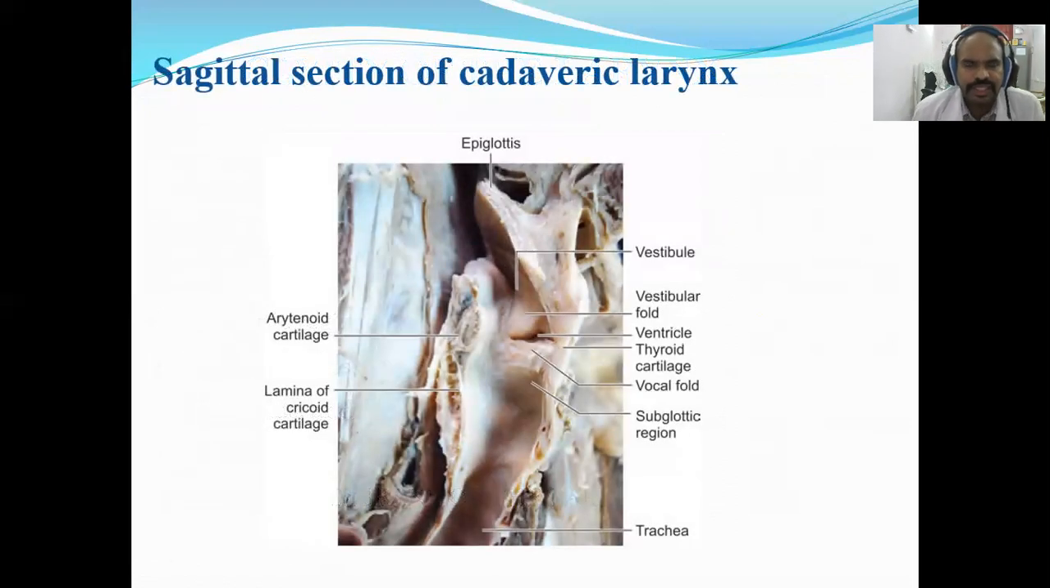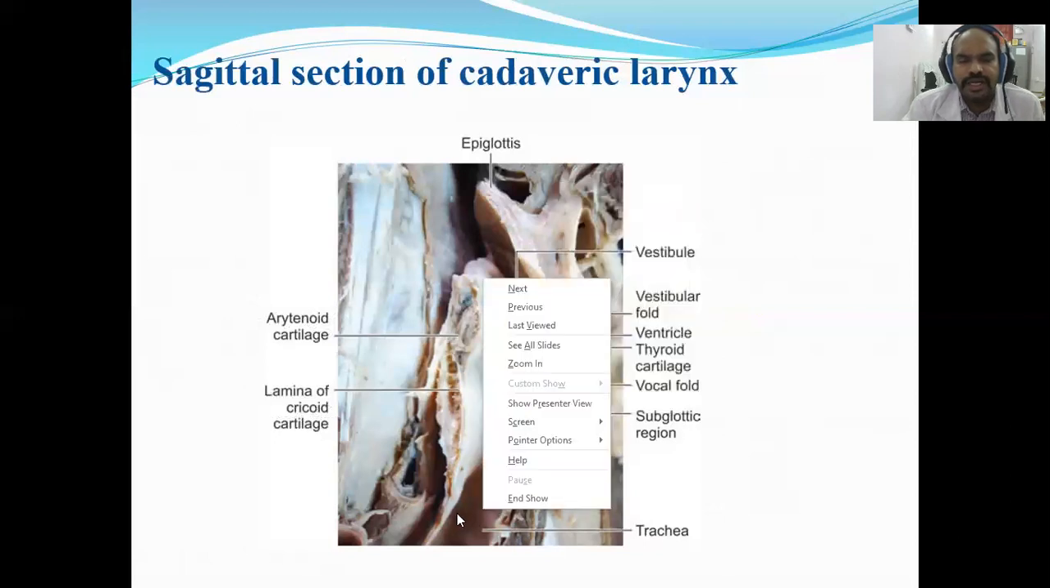This is a cadaveric section showing the various cavities which are seen in the larynx, especially the vestibule, the vestibular fold, and the ventricle, which is seen over here, the space which is above the level of the vocal folds. Then we have the vocal folds, the true vocal folds. Then we have the ventricle, which is seen over here. Then the subglottic region and the trachea.